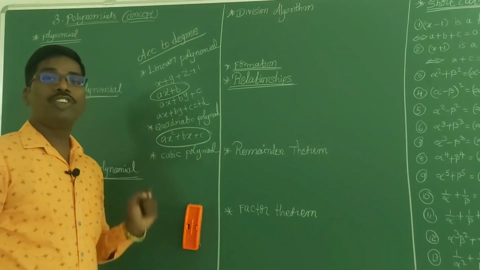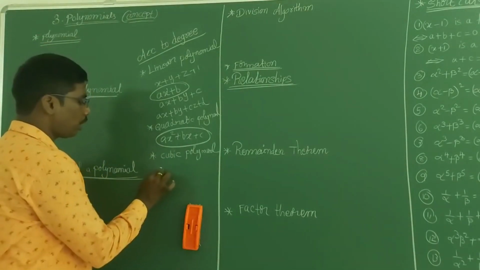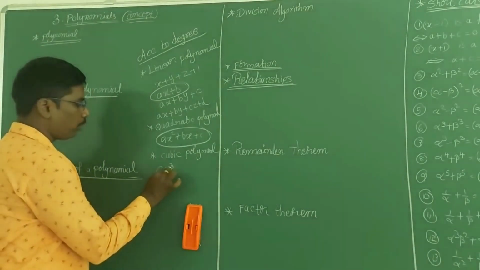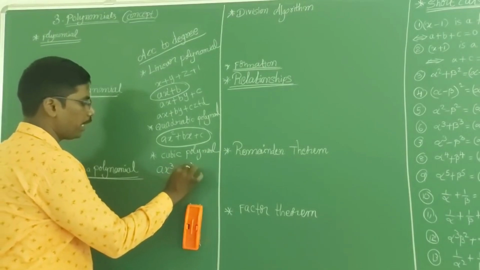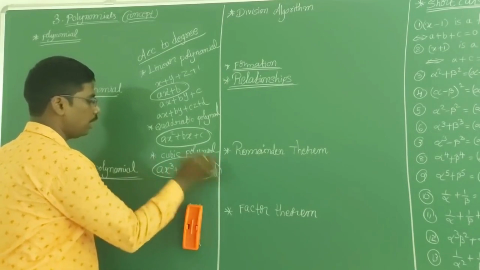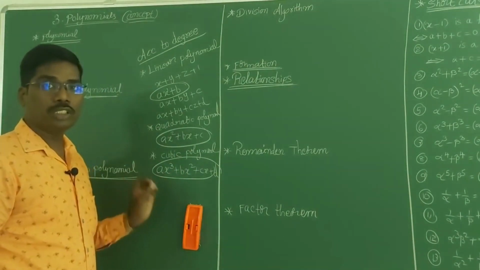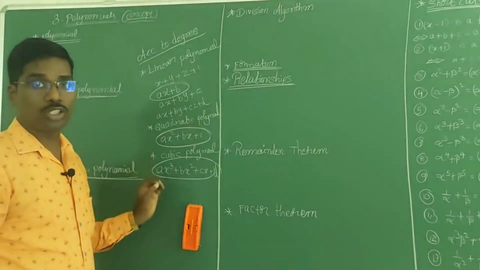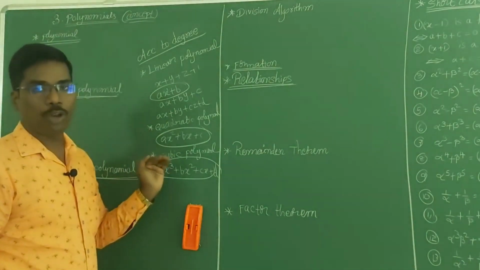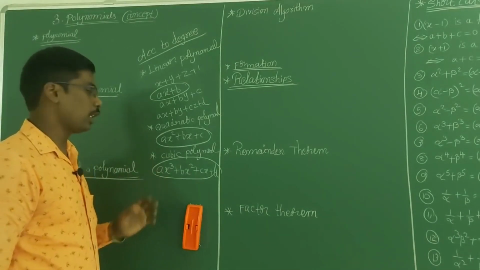A polynomial which is having degree 3, that is called cubic polynomial. The standard form of a cubic polynomial is ax cube plus bx square plus cx plus d. This is the standard form, the general form, we can say like that.